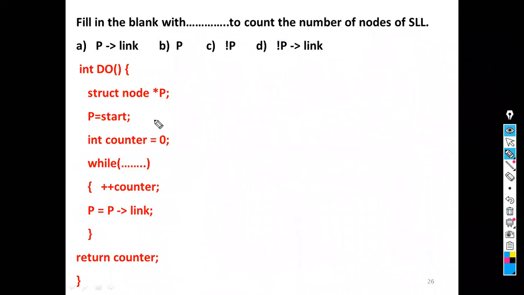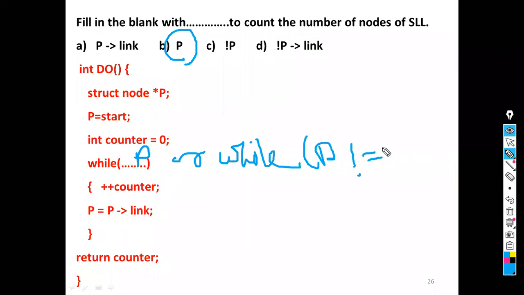Okay, all of you clear? So which one is the right one? While P, the answer is P. Or we can write while P is not equal to null. You can write this condition while P or while P is not equal to null, and then execute both the statements. Okay. So anyone having doubt?